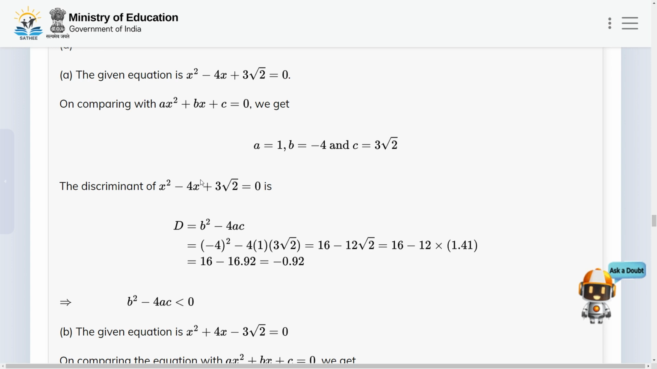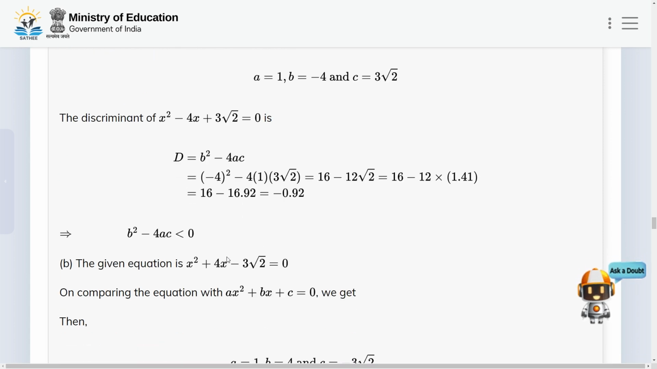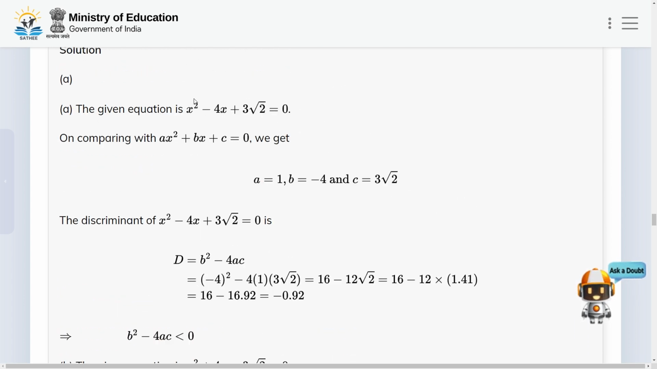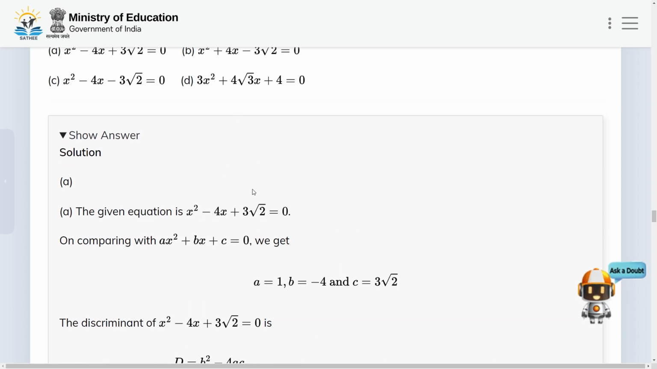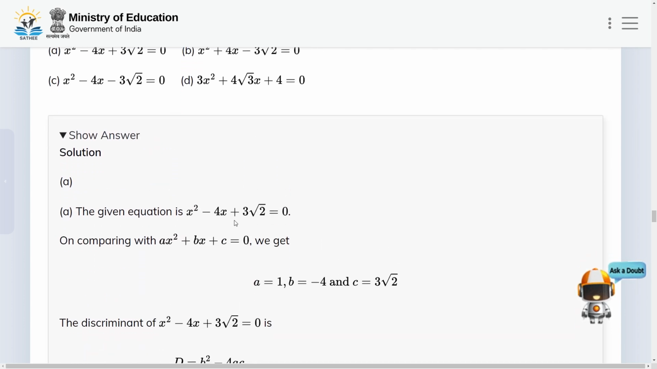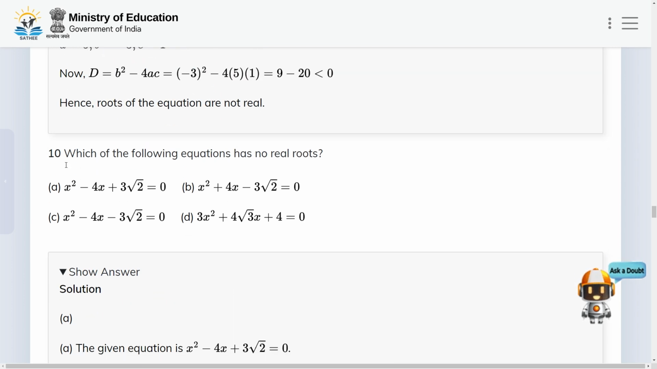That is 16 minus 12 into 1.414, which is equal to minus 0.92. So here the discriminant d, b square minus 4ac, is less than 0. So this given equation has no real roots. So in option number A, this equation has no real roots, so this is our correct answer.